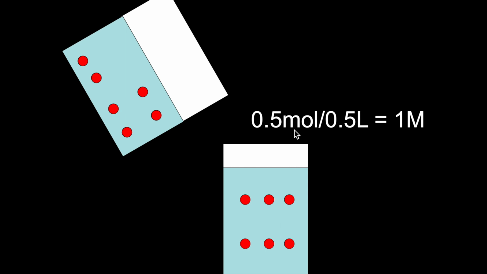So this remains the same, but I doubled the volume. I now brought the concentration from 2 molar to 1 molar. So by increasing the volume, you will decrease the concentration. You'll decrease the molarity of it.